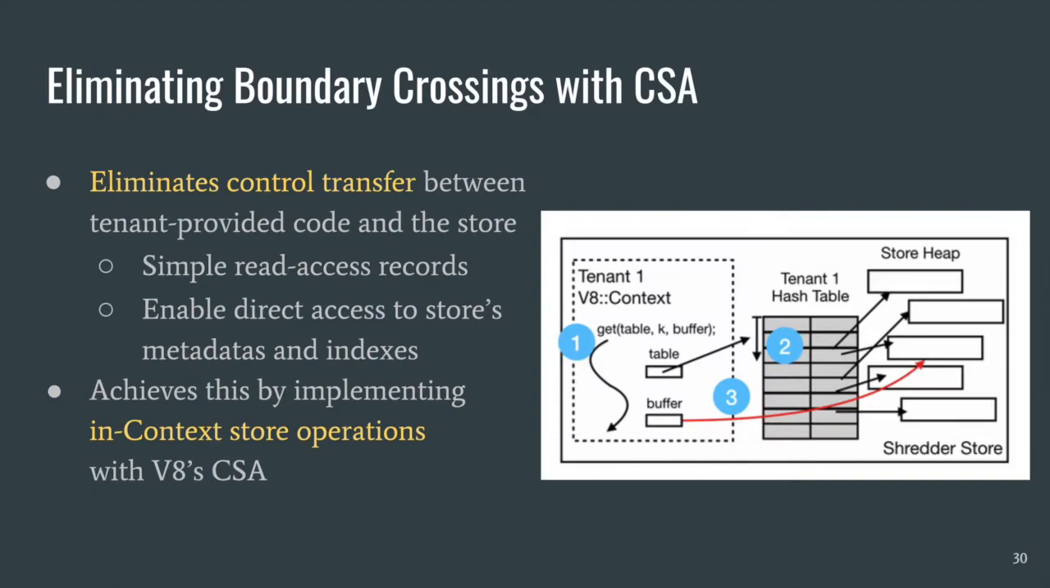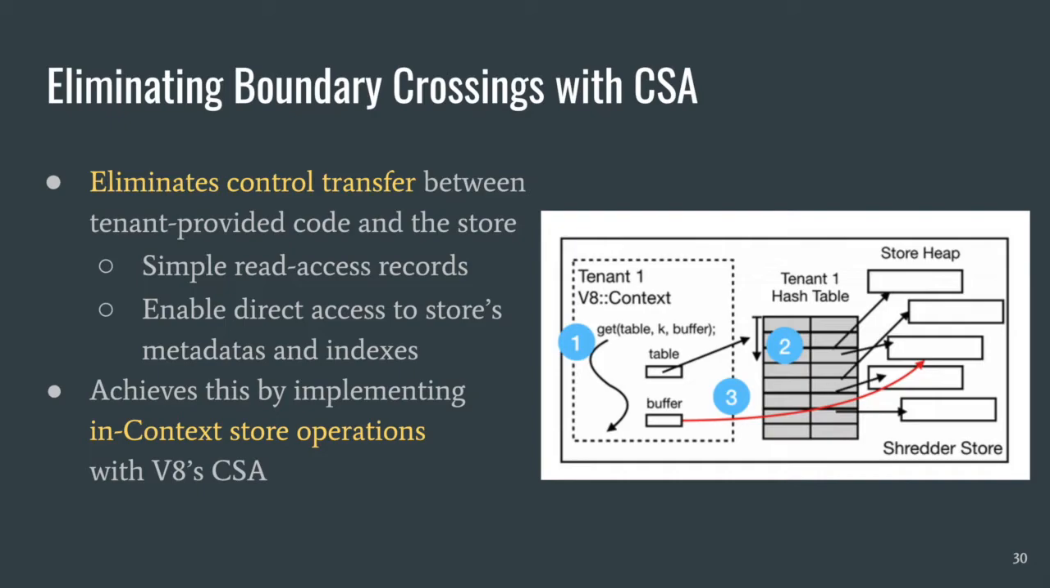However, while it is efficient, some data-intensive operations suffer when control must be continuously transferred between tenant context and trusted store code. Eliminating the boundary crossings with CSA removes control transfer between tenant provided code and the store. It does this by simple read access to records and enabling direct access to the store's metadata and indexes.